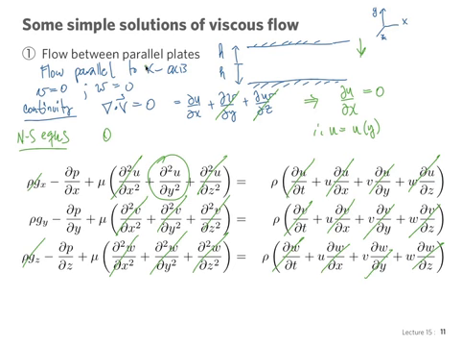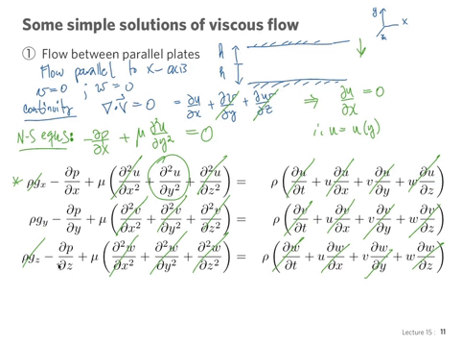So let me just write it in the same order I have here. So on the left I have minus dp dx plus mu second derivative of u with respect to y equal to 0. Right? That's the first equation. For the second equation, I'm just going to have minus dp dy minus rho g equal to 0. And the third equation is going to be minus dp dz equal to 0.